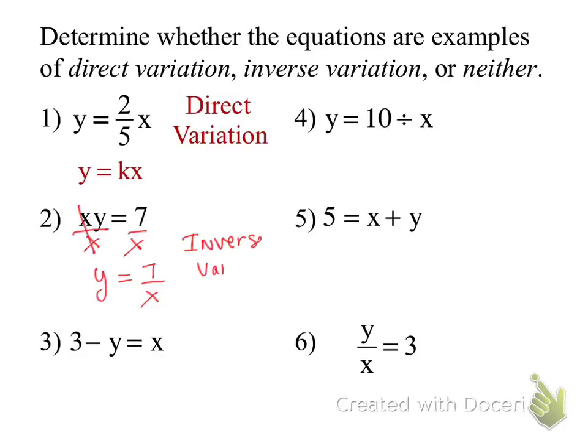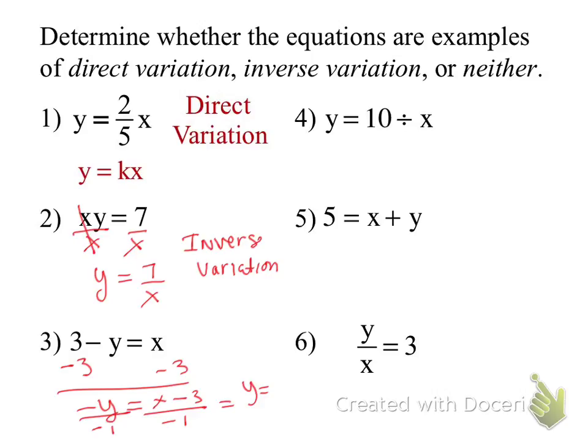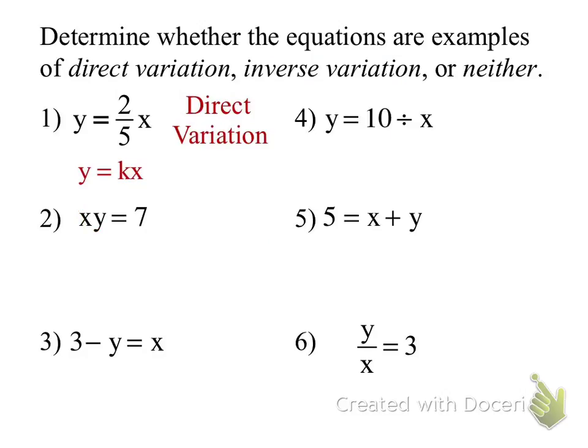You should be writing these down, taking samples. Okay, next one. Let's go, Michael. Inverse. Get the y alone. Number 3. Neither. Subtract 3. Negative y equals x minus 3. Divide by negative 1. It equals y equals negative x plus 3. So is that, what did you say? Neither. That's correct. You got to get the y alone before you can determine.